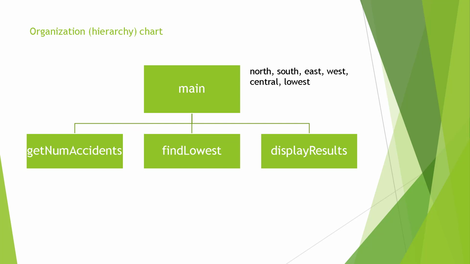The main function will call the find lowest function next. For that function to do its job, main has to send 5 arguments to it. That is, 1 integer for each of the 5 regions. Then the find lowest function will return 1 piece of data to main, an integer that represents the fewest number of accidents.